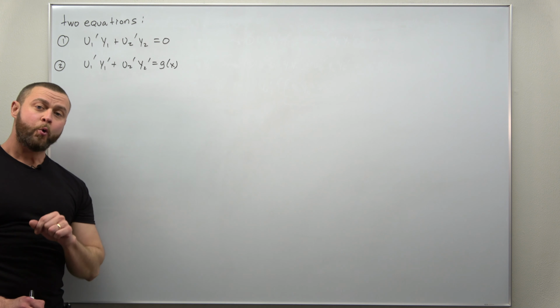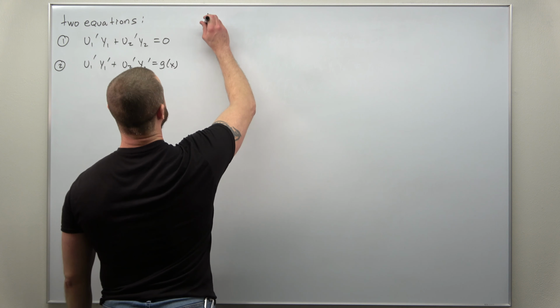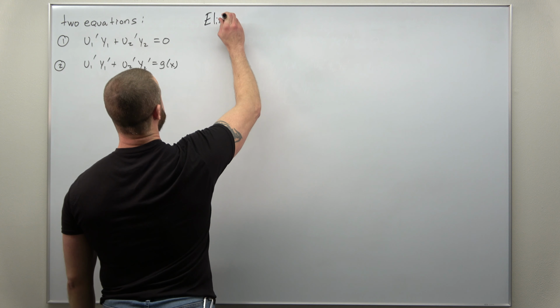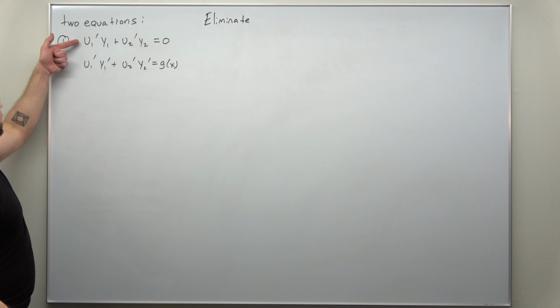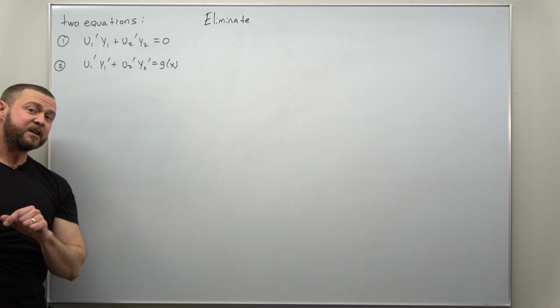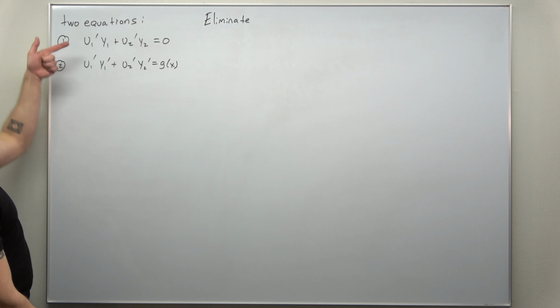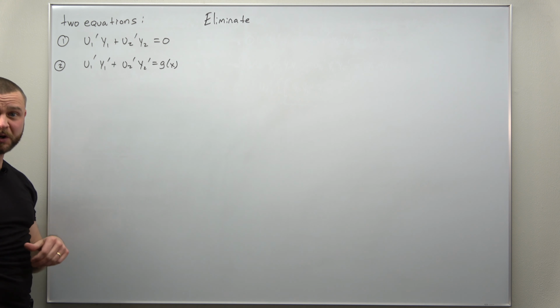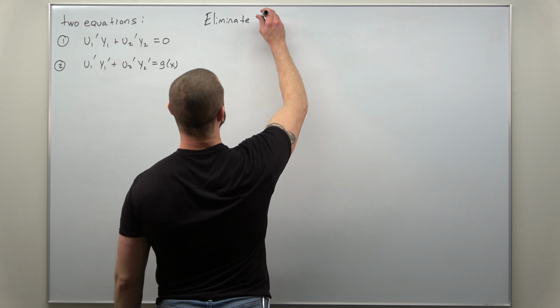All right? To solve this by elimination, let's decide to eliminate. Let's go first by eliminating U1 prime. This is really a system for U1 prime and U2 prime. So let's try to eliminate, by choice, one of the unknowns, U1 prime.